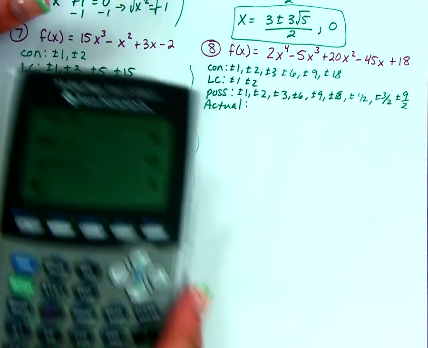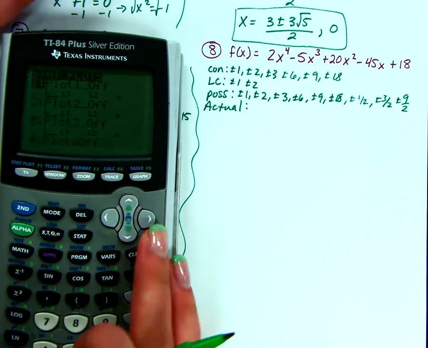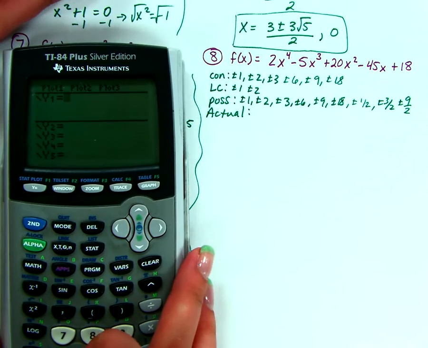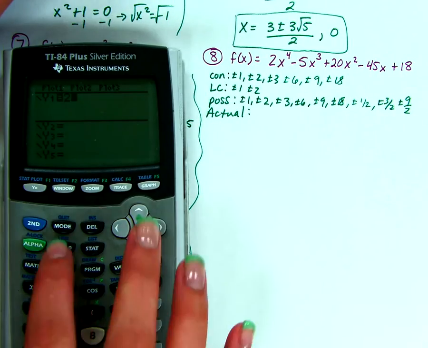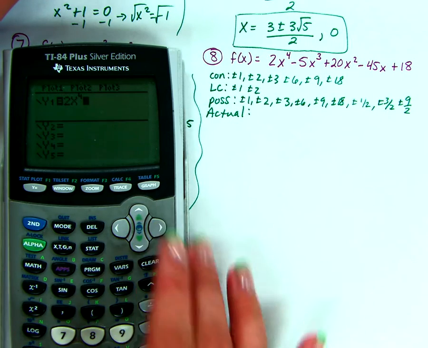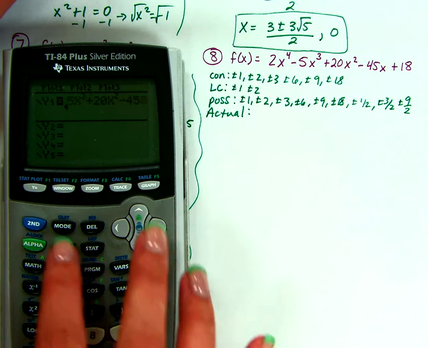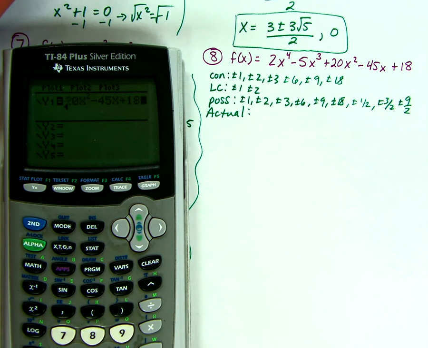And then we're using our graphing calculator, so y equals, clear what's there. We're going to type in our equation. So 2x to the 4th minus 5x cubed plus 20x squared minus 45x plus 18. So zoom 6 to graph.